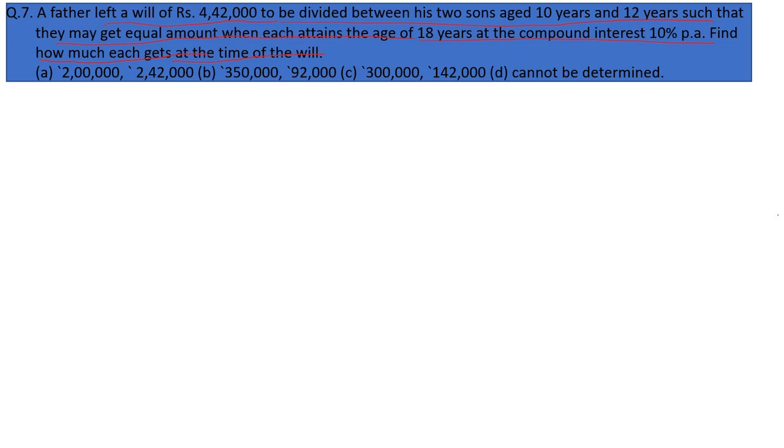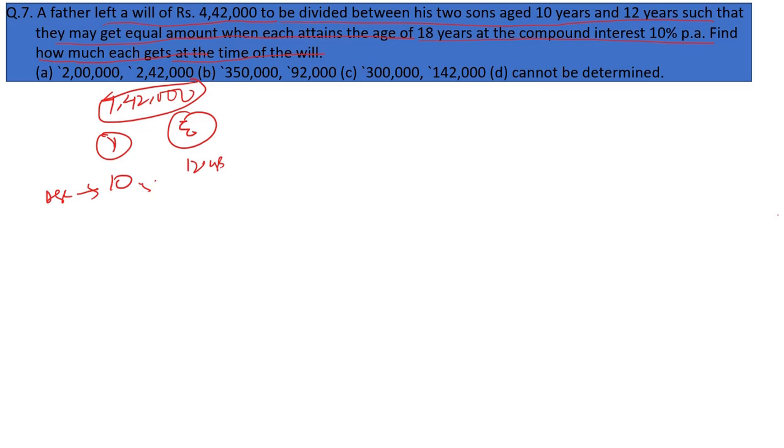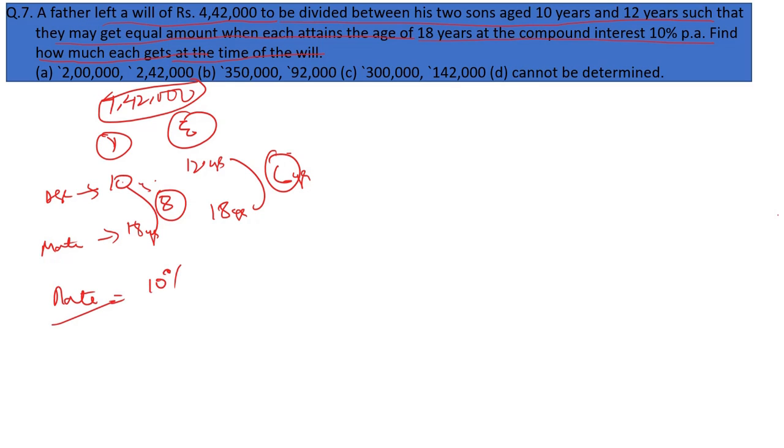So we have 4,42,000. Two sons, the younger son Y and the elder son E, that is, let me name them, and their ages are 10 and 12 years, and the maturity time will be 18 years. The maturity period for the younger son is 8 years, and for the elder son it is 6 years. So the rate is given, that is 10% each. Therefore, 10%, we know 1 plus 1 by 10 is 11 by 10. This is for 8 years, this is for 6 years.